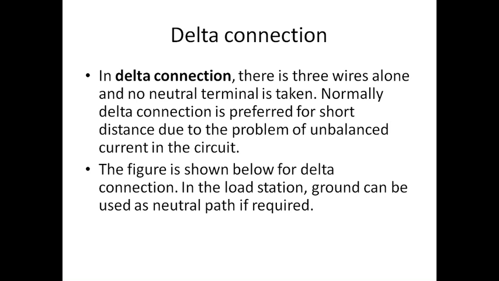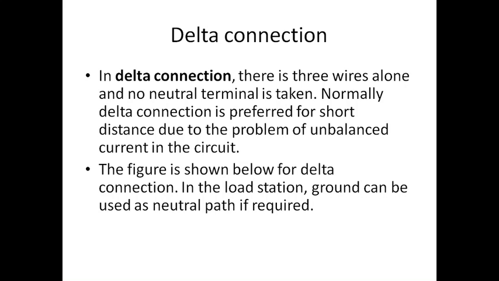This is Sashirika. In this video, we are going to see about delta connection. In a three-phase system, we have seen two connections. One is the star connection, and the other is the delta connection. Next is your delta connection. Again, there are three wires alone, and the neutral connection will never be there in your delta connection.